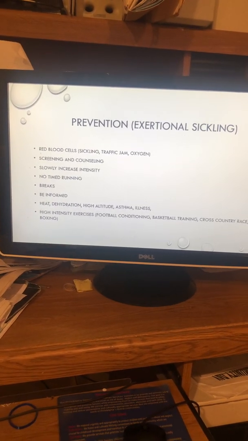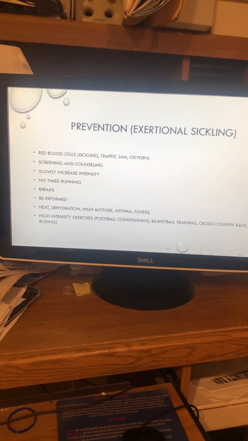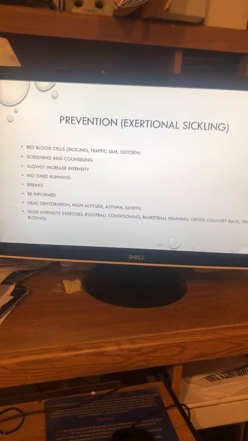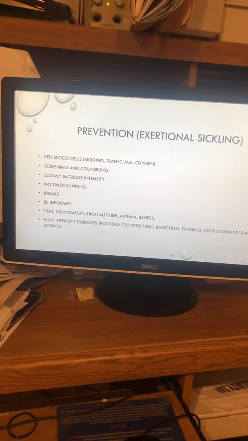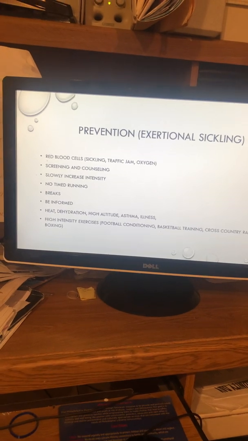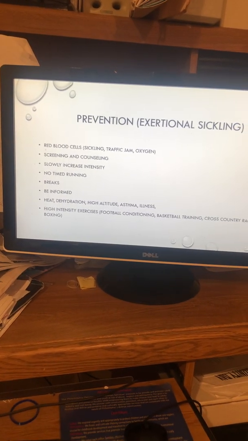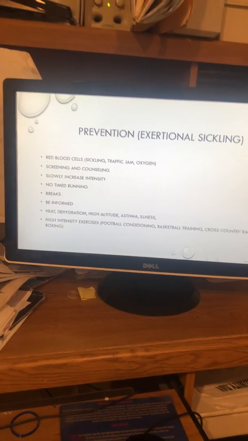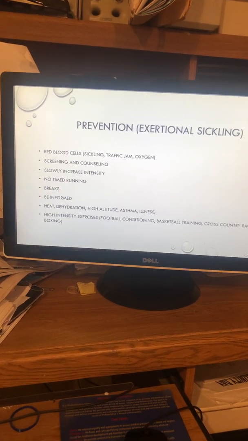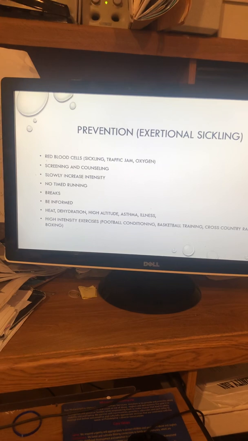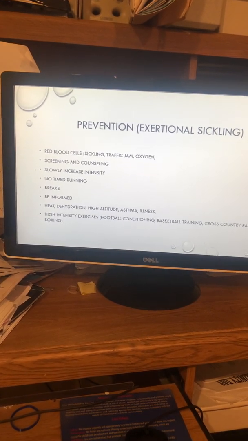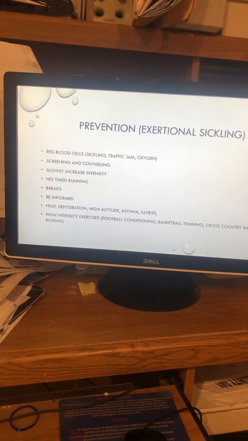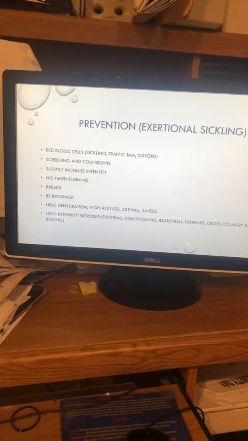If you want, you can set rules in which your players or students can be screened and counseled, if they have sickle cell or to see if they have sickle cell. You should not jump right into high intensity workouts, whether you're a coach or a PE teacher. All workouts, all exercises, all classes should go from slow to high, with increasing intensity. No timed running, so that limits things like pacer tests and shuttle runs. You should just focus on maybe having fun, stamina, but not timed running.